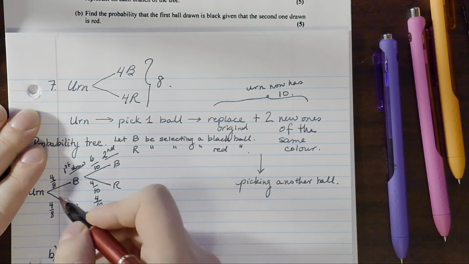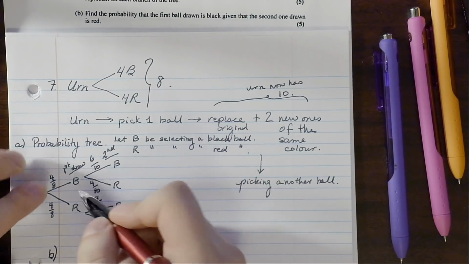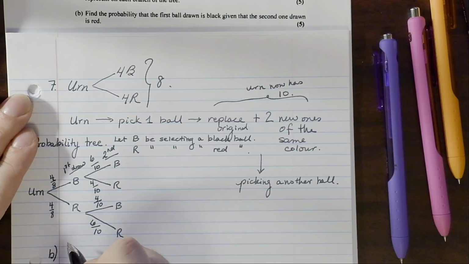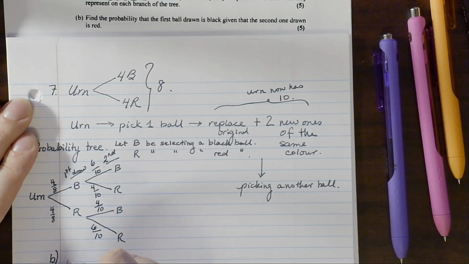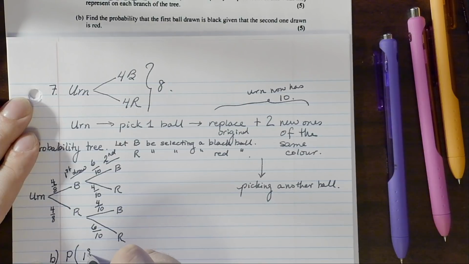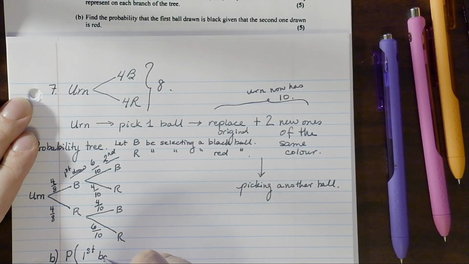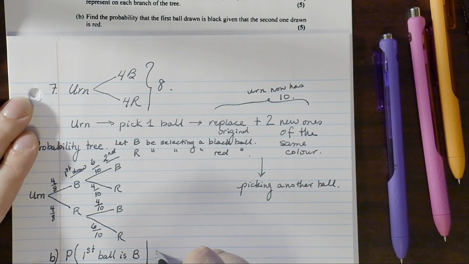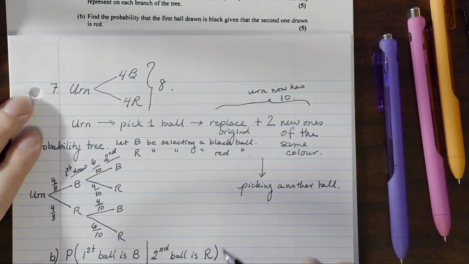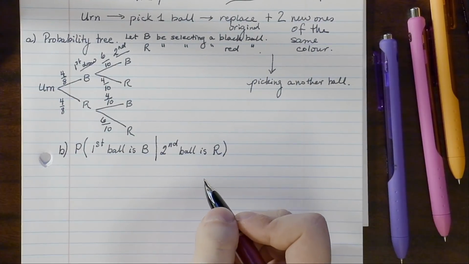The way that I've done this, I just use the same letters for drawing 1 and drawing 2. So let's see, what I need to do is convert this to words. So I have the probability that the first ball is black. There's my given: given that the second ball is red. Okay, so I've copied that down. So that's what the question is asking.